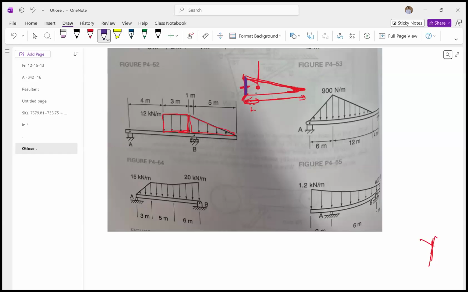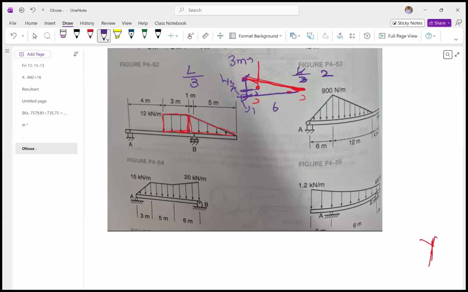So if the total distance is, let's say, 6, this will be 6 over 3, which will be 2 meters. So L over 3 from the 90-degree angle end. And then we also take the height. If I were to talk about the height, that height will also be h upon 3. So if the total height is 3 meters, this distance will be 1 meter.